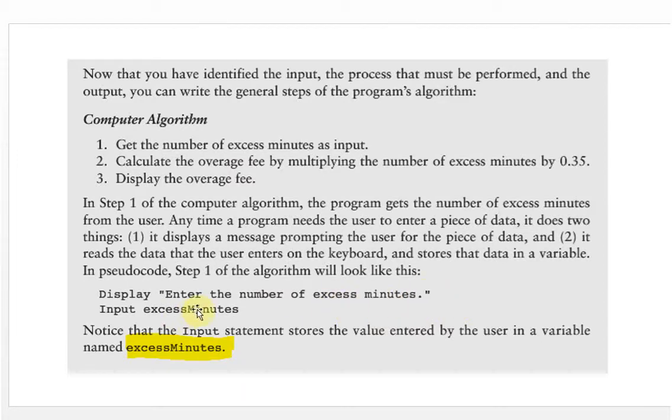You'd prompt the user for something, and then you'd get that data and store it in a variable. Note that the input statement stores the value entered in the variable called excessMinutes. Remember, excessMinutes is a camel case variable, and the name really tells you very easily what's being stored here. So again, we're demonstrating that naming variables is very important because it makes it easy for the reader to understand what's going on in the code. So excessMinutes is the input. Now Raptor does it slightly differently. Again, we'll look at that in a minute.